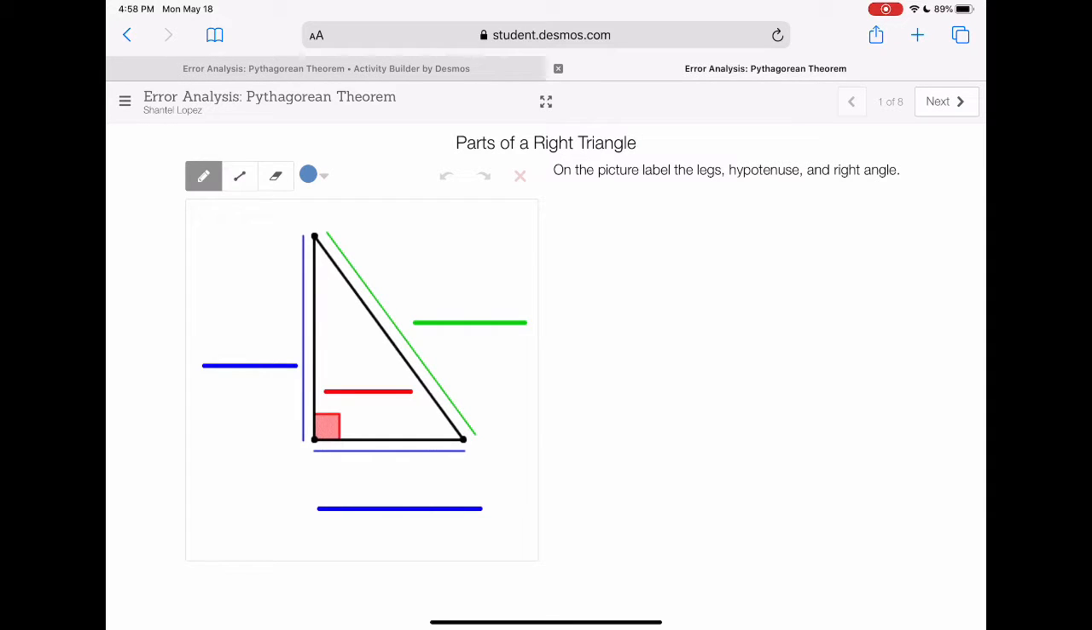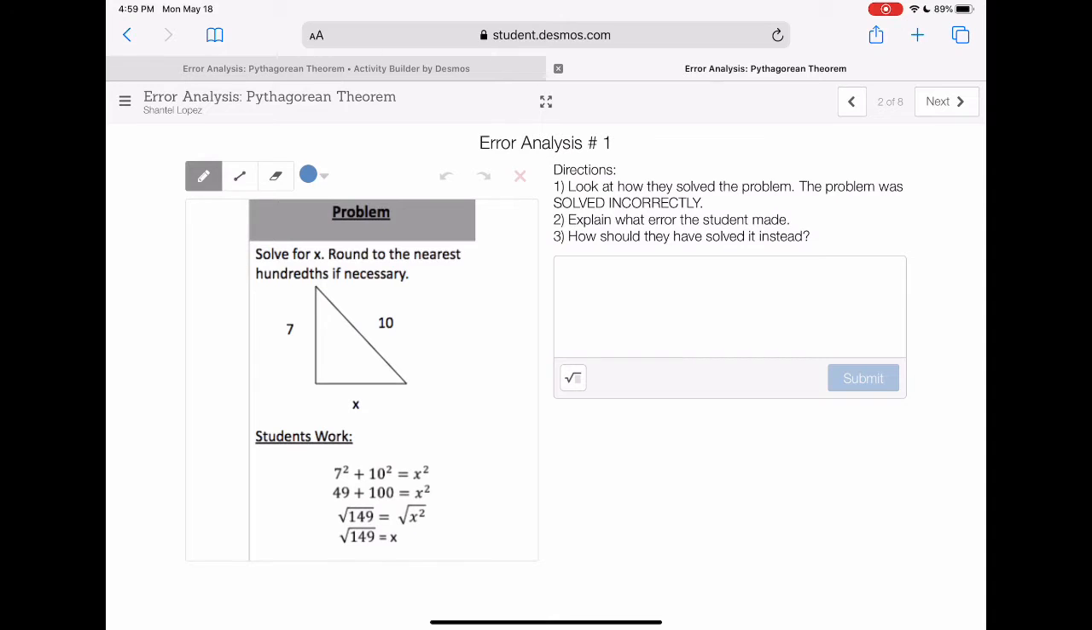I just wanted to jump on here and do the first two problems with you and also show you what you can do on Desmos. Looking at this first screen, you're able to draw on here, and you can erase things as well, if you messed up or it looks too ugly and I won't be able to read it. And you can change the colors up here as well. On this first one, it's just telling you to label the parts of the right triangle, like the right angle, the legs, and the hypotenuse. All right, let's go ahead and move on.